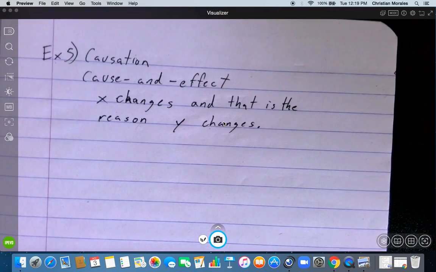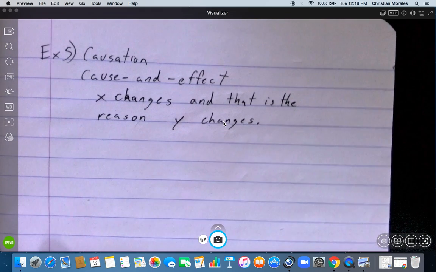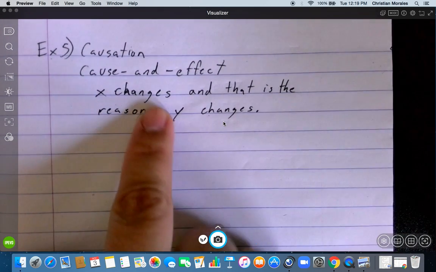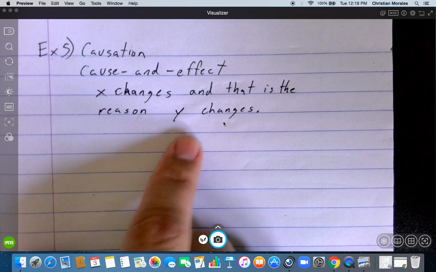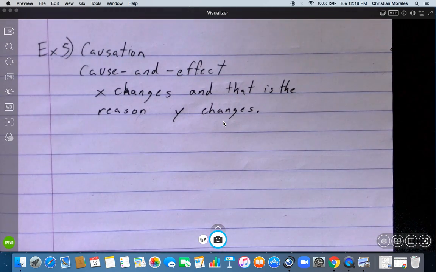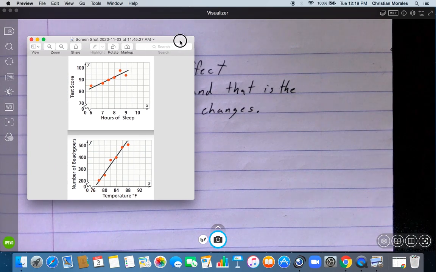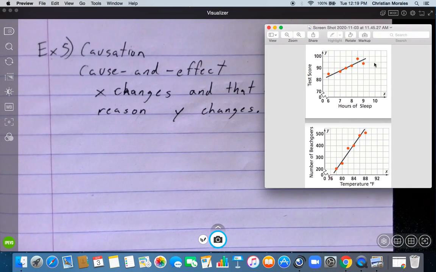Copy this down. Causation, cause and effect. As x changes, so when x changes, and that is the reason that the y changes. What does that mean? In all the graphs we're looking at x and y. So cause and effect is looking at whether the reason for the change is the changing numbers of x. So for example, if you look at this, as you get more sleep, these people are getting higher test scores. So does that mean the reason people get higher test scores is because they sleep better? So like if you went to bed early and took a test, you're gonna ace it. No, right? There's a lot more to it.